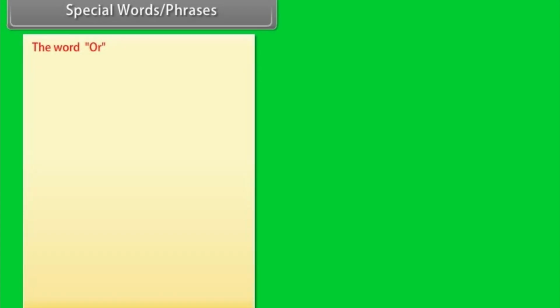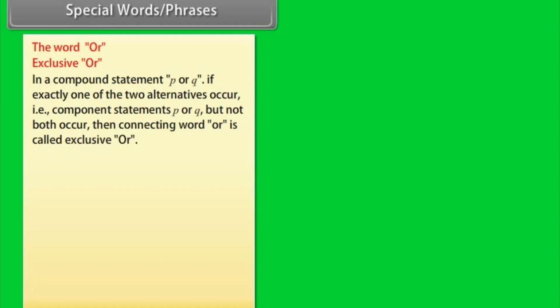The word "or". Exclusive or. In a compound statement P or Q, if exactly one of the two alternatives occurs, that is, component statements P or Q, but not both occur, then the connecting word "or" is called exclusive or.